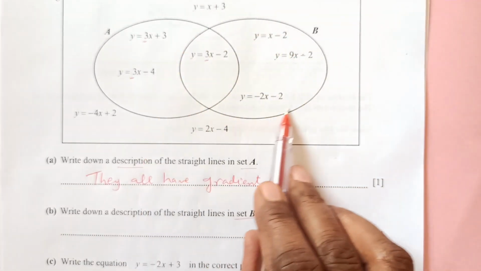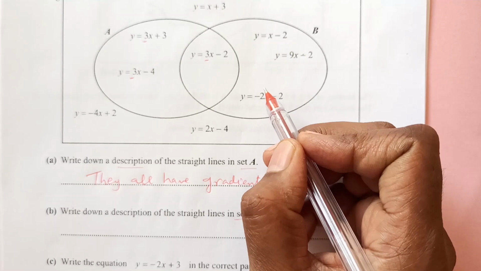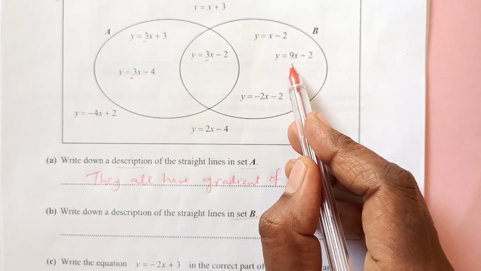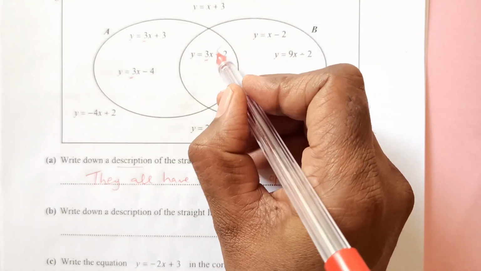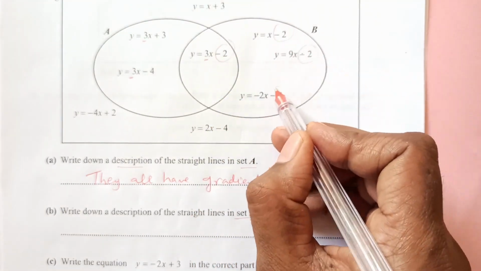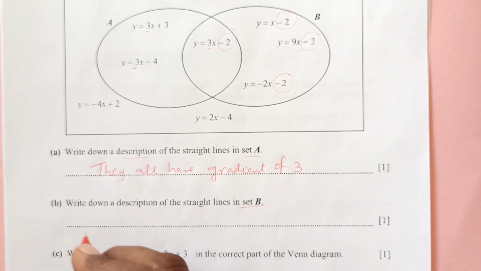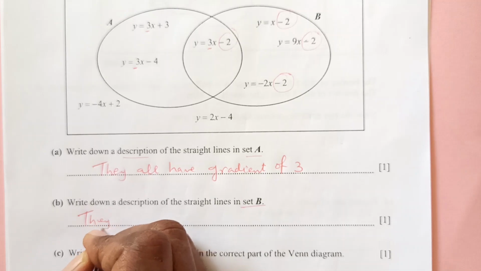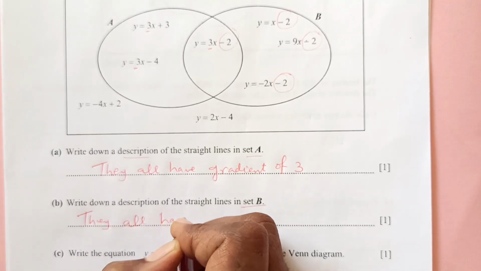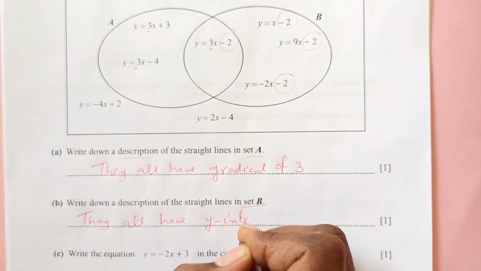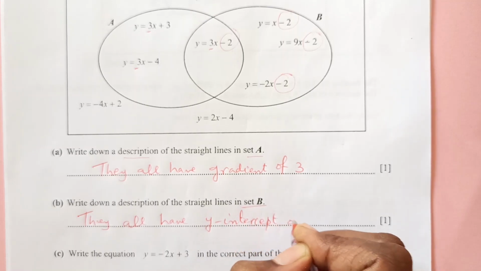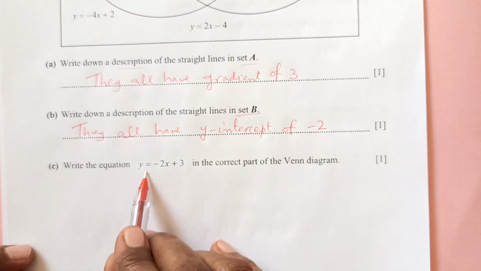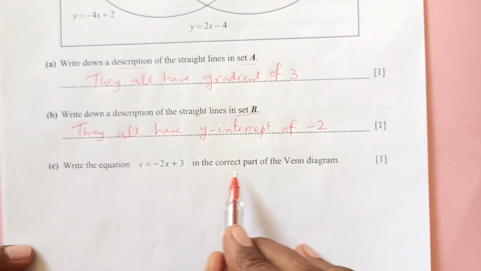Now write down the description of a straight line in set B. Set B is here, right? So here, if you see what is common, now you see the gradient is not common. This is 3 here, 1, 9, minus 2. What is common here? Minus 2. You see here minus 2 everywhere. So that means they all have y-intercept of minus 2, right?